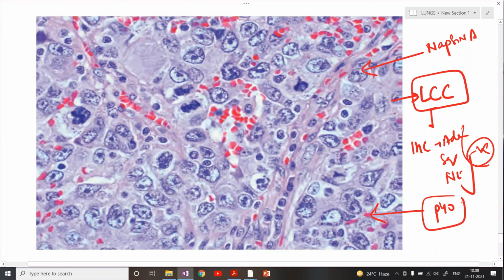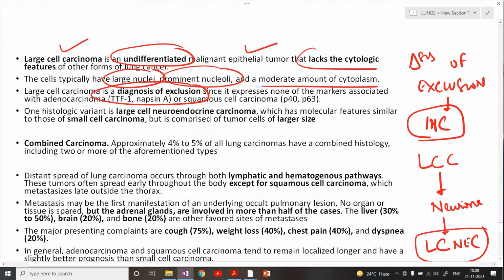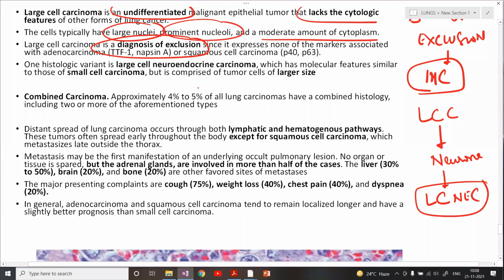So remember, the morphology or the histological picture is not what is important. What is important is that it should be negative by IHC. Okay, that is very important because such a presentation can be there with any other tumor in the end stage or in the higher stage. Now, combined, I have already told you what the meaning of combined is. They constitute 4 to 5% of all lung carcinomas.